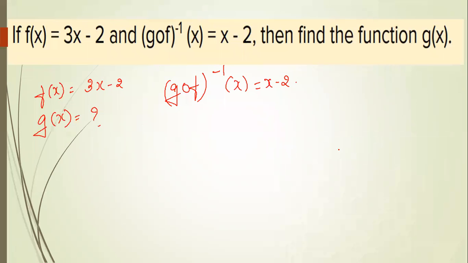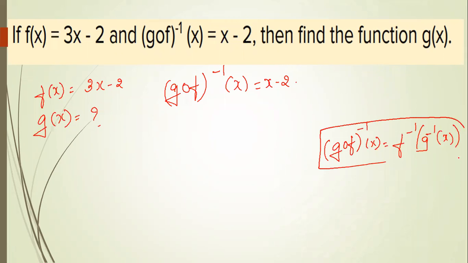I'll give you the hint. This thing you have to remember. When you have the inverse of a composition, that is (G composition f) inverse of x, the whole inverse, you can write this as f inverse of G inverse of x. Yes, in reverse you can write. You remember this, right? (G composition f) inverse of x is nothing but f inverse of G inverse of x. So this is the hint which I'll give to you. You have to give me the answer of G of x.